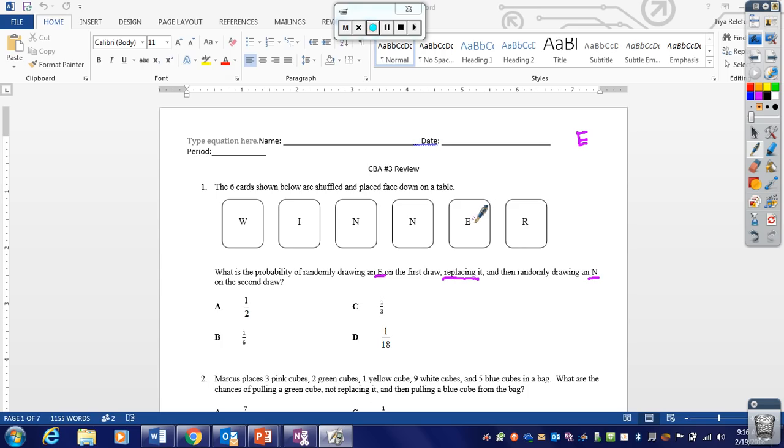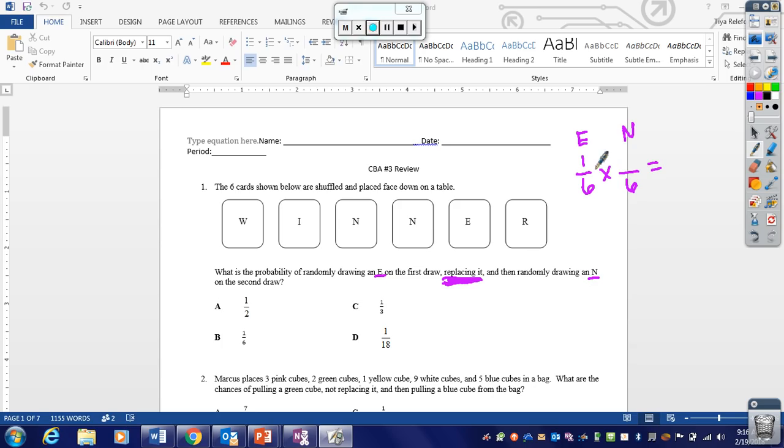1 E out of how many total? 1 out of 6? And then what do you do with that E? Do you keep it or you put it back? The replacing it says you put it back. Now to draw an N, you still have 6 cards, right? Because you put the E back. How many of those are N's? Perfect. That's your top number.